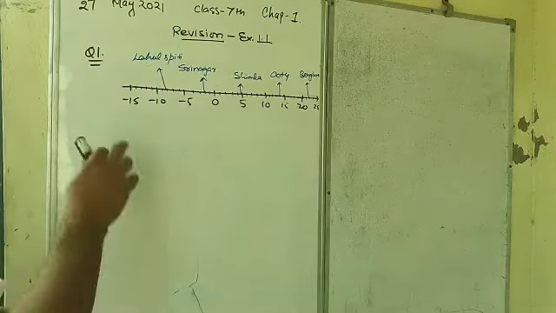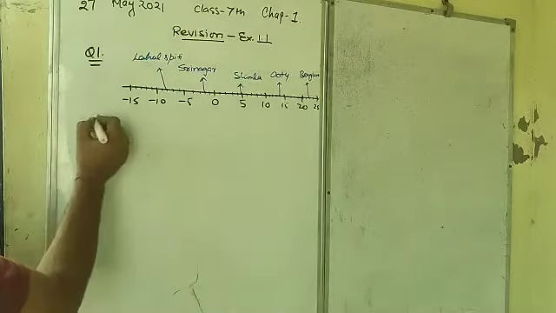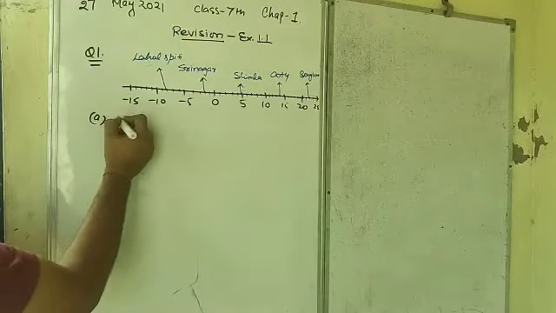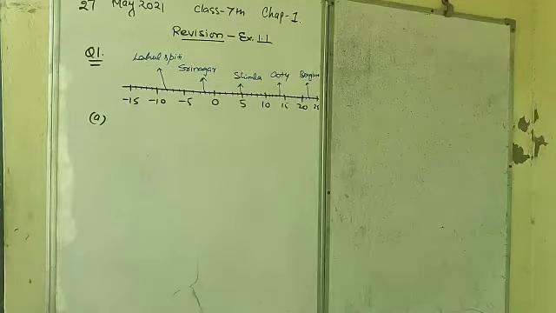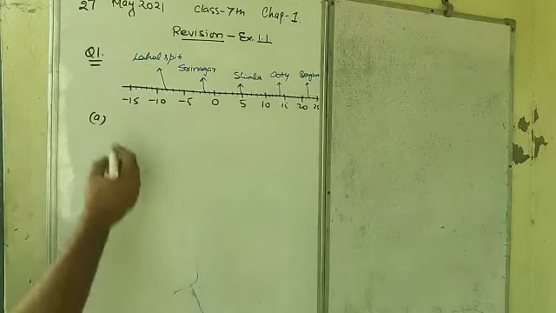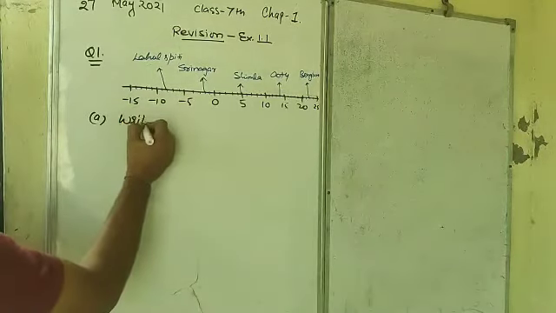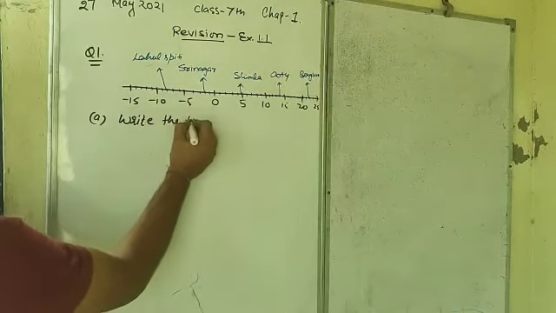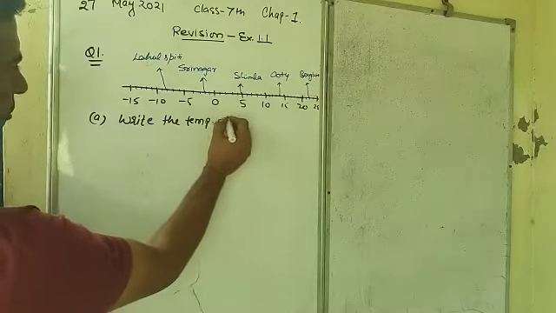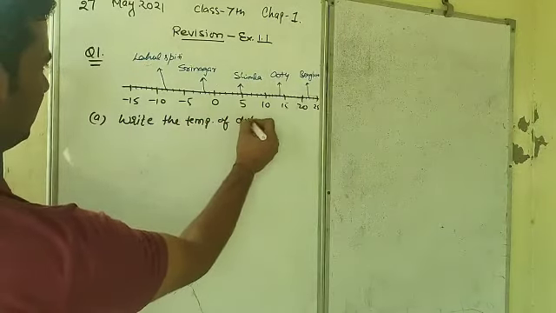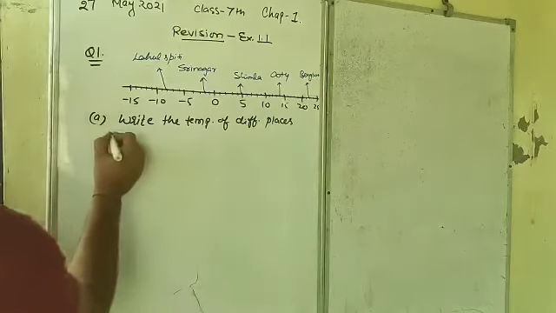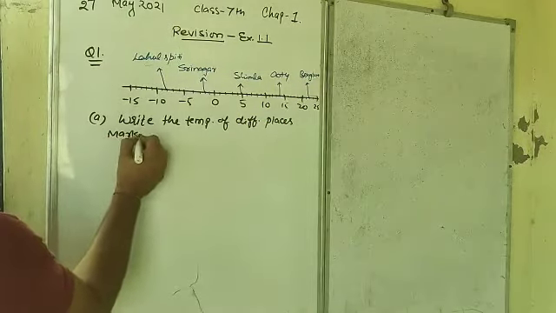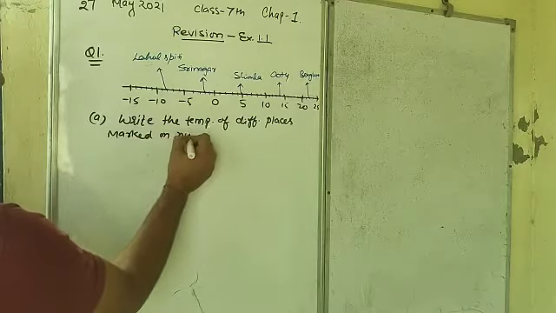तो आपको सभी टेम्परेचर का प्लेस का मार्क करना है आपको. So in the first one, mark the temperature of the different places. Write the temperature of different places marked on the number line.